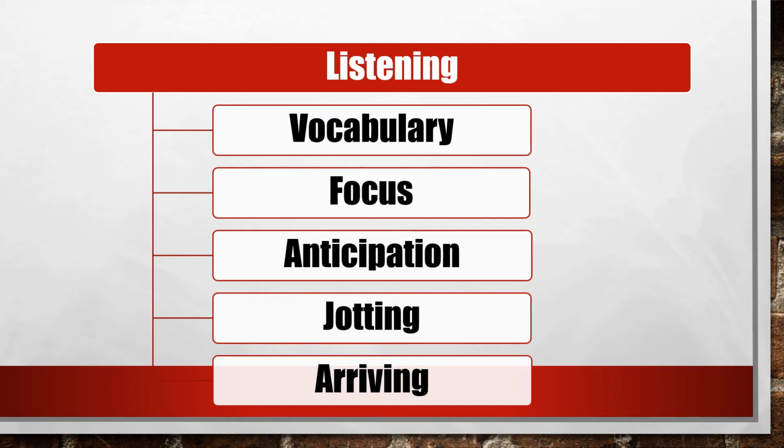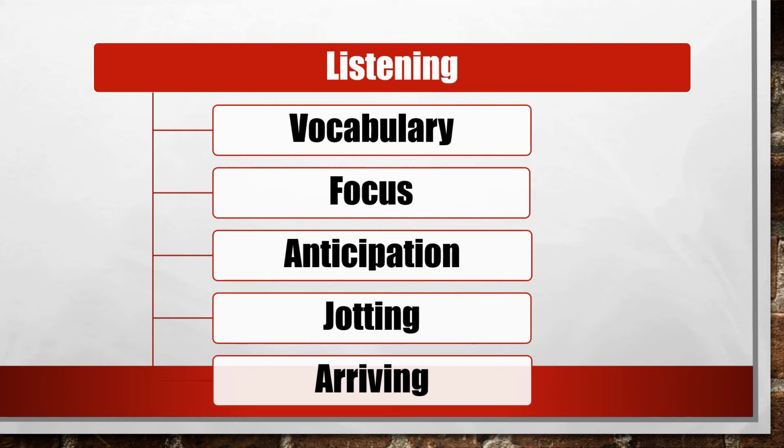The next point is jotting. Jotting means to write down, to take notes. So copy the main words, major points, and important details on different lines of paper. Continue to listen until all important points and details are written down by you, and then review them. Listen carefully and write the points while listening only.